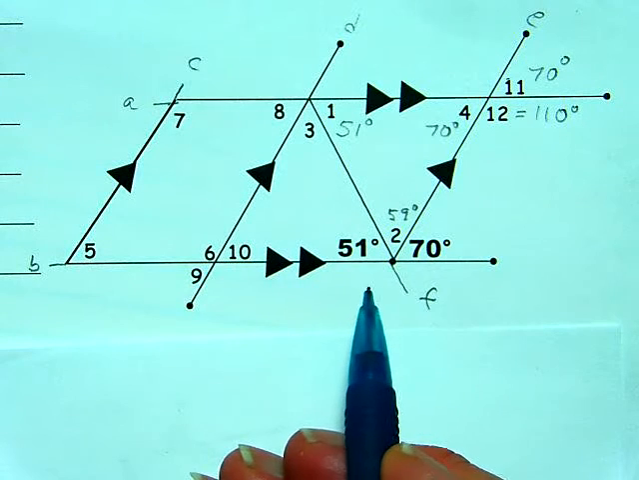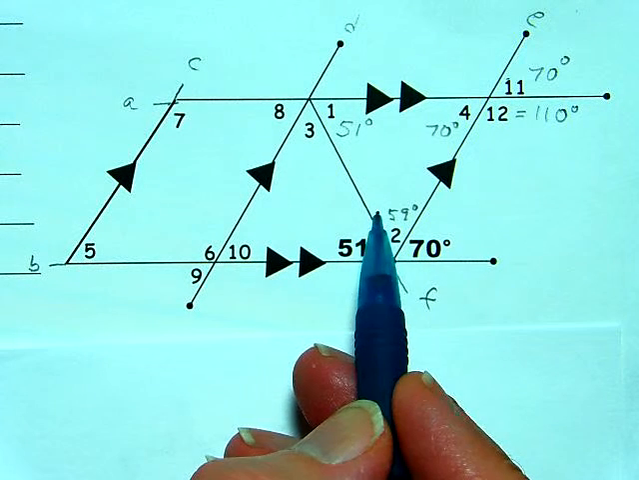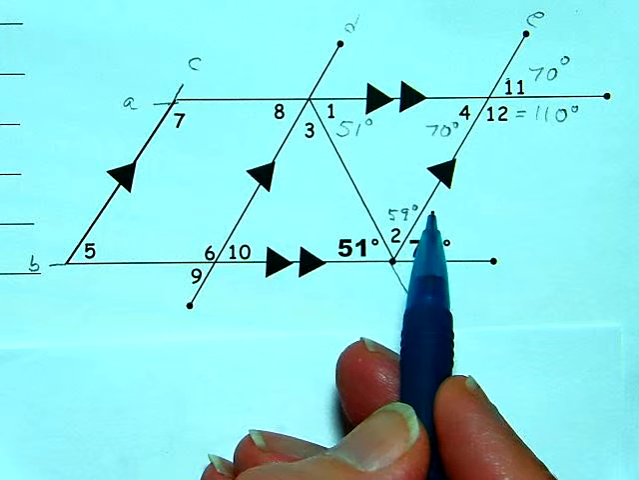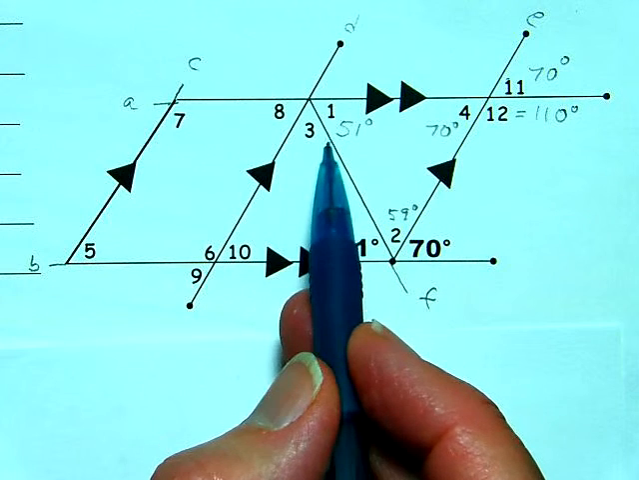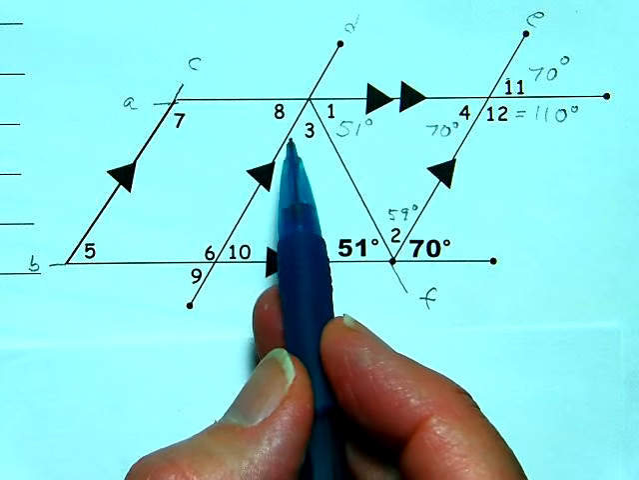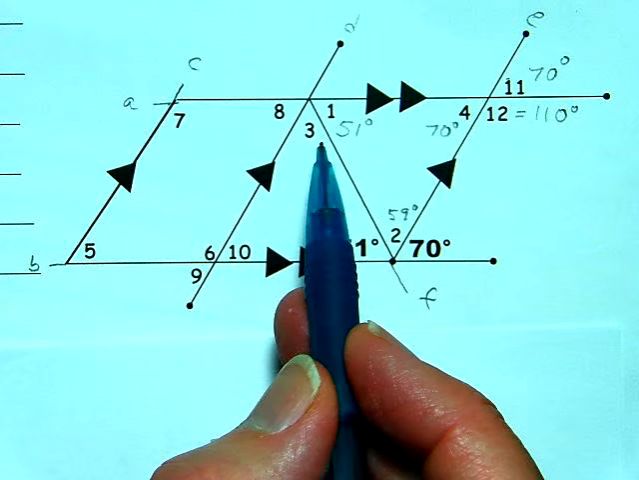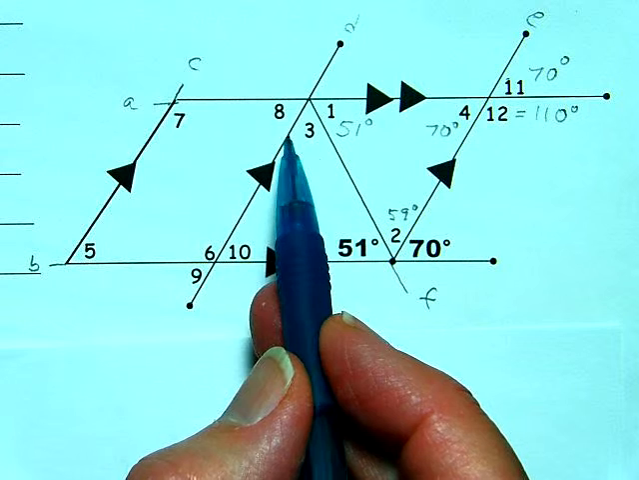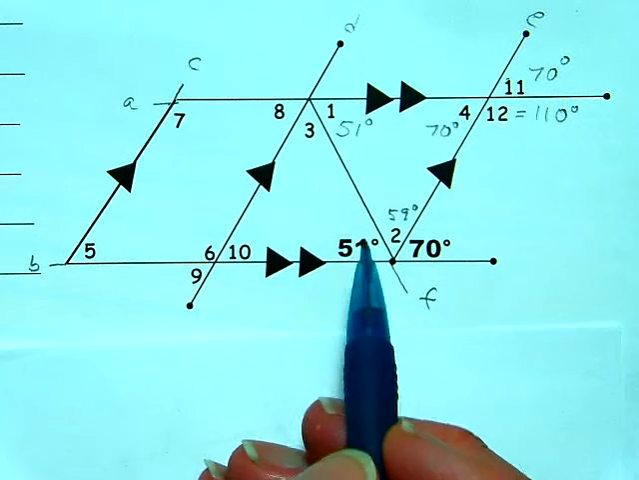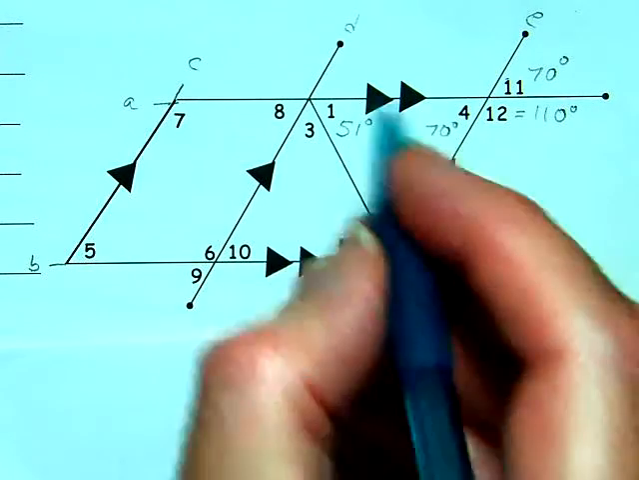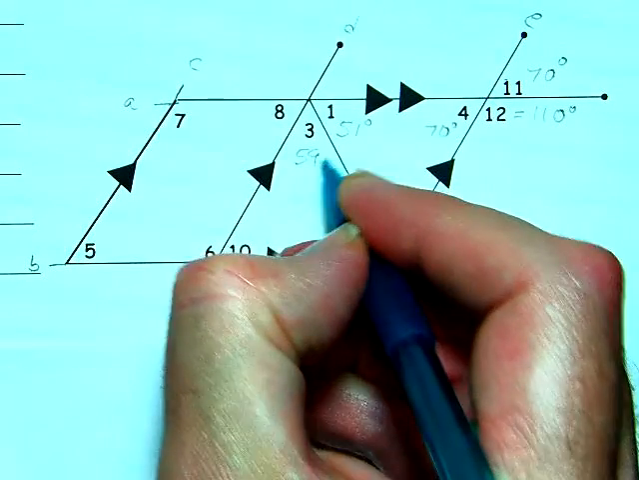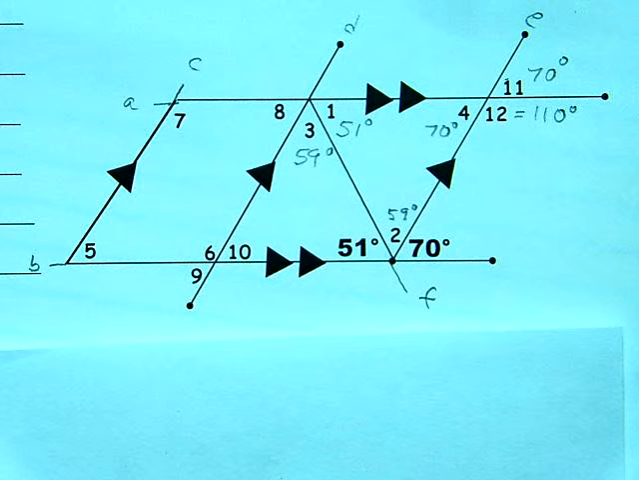So F and E together make up the 59-degree angle, and F and D, which is the alternate interior angle to angle 59, is angle 3. So angle 3 and angle 2 are alternate interior angles, and therefore angle 3 is also 59 degrees. Okay? Does that make sense?